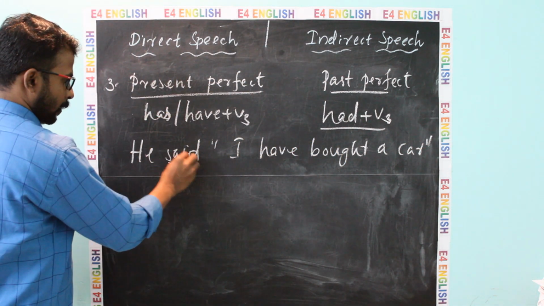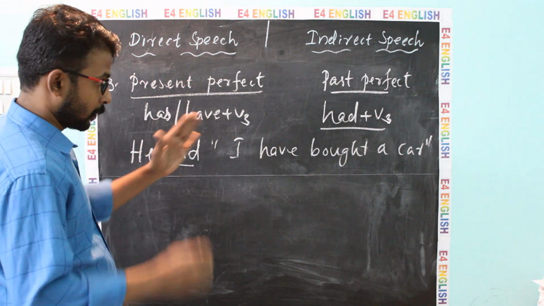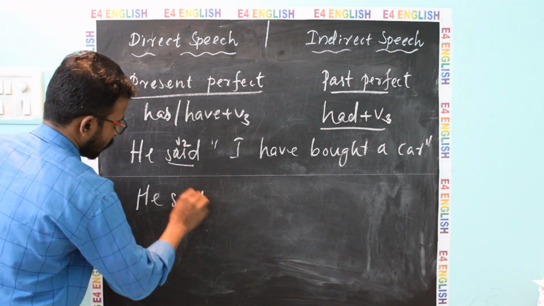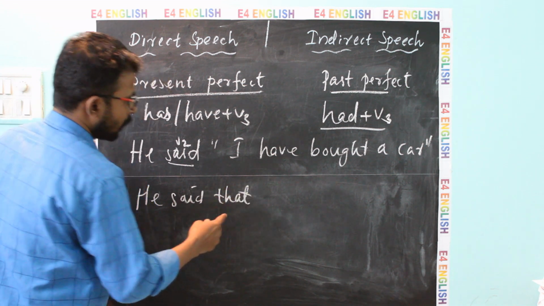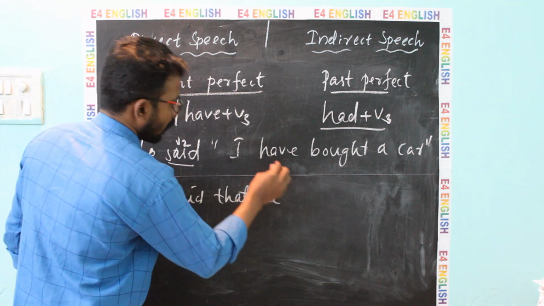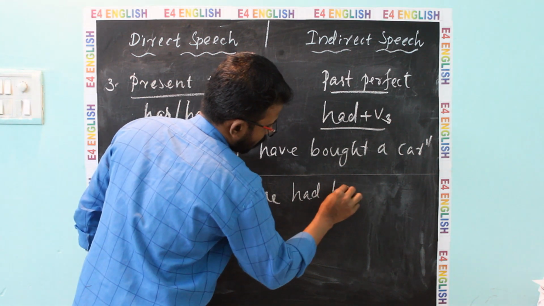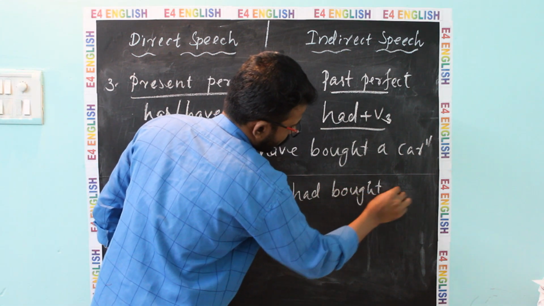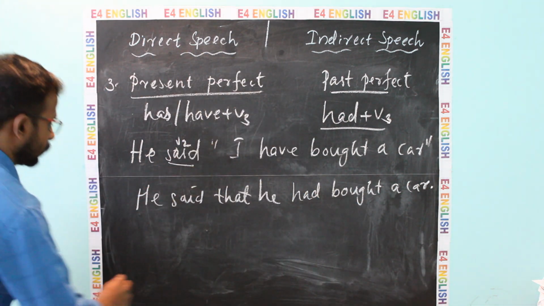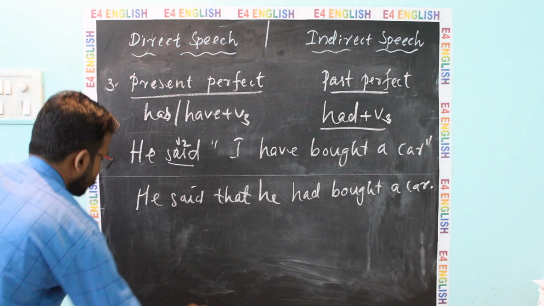So the reporting verb is V2, so that's why we have to follow this tabular form, right? The tabular rule. So that's why he said that he had bought a car. I will change into he. Have bought will change into had bought. Okay, one more example you may do yourself and you can comment it below in the comment section, right?